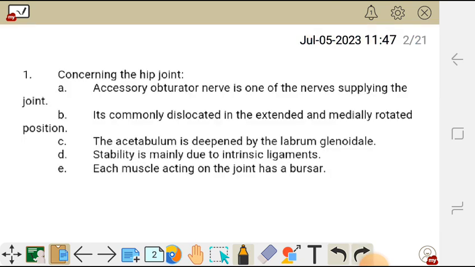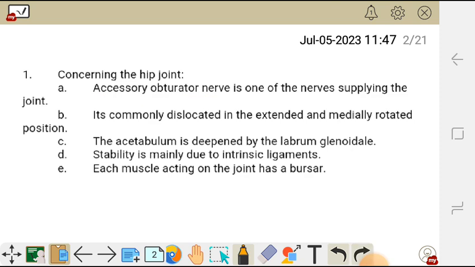Question 1 reads, concerning the hip joint, A. Accessory obturator nerve is one of the nerves supplying the joint. B. It's commonly dislocated in extended and medially rotated position. C. The acetabulum is deepened by the labrum glenoidal. D. Stability is mainly due to intrinsic ligaments. And E. Each muscle acting on the joint has a base. So concerning the hip joint, the correct answer here is A.